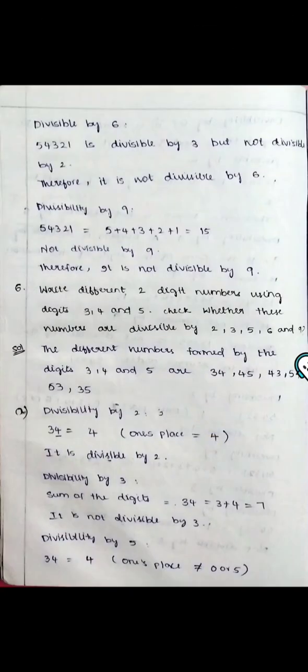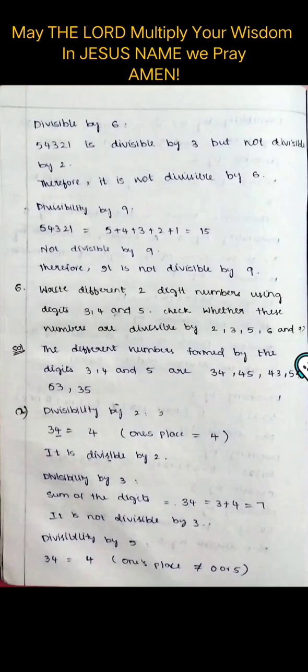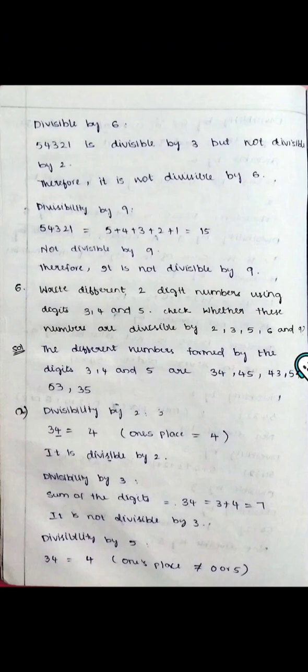And the last ones are divisibility by 6. 54321 is divisible by 3 but not divisible by 2. Therefore, it is not divisible by 6. It should satisfy both the conditions, but it is not satisfying the divisibility rule of 2 since the ones place digit is 1. So it is not divisible by 6. Divisibility by 9. If we add these numbers, we get 15 and 15 is not divisible by 9. So we can say that 54321 is not divisible by 9.